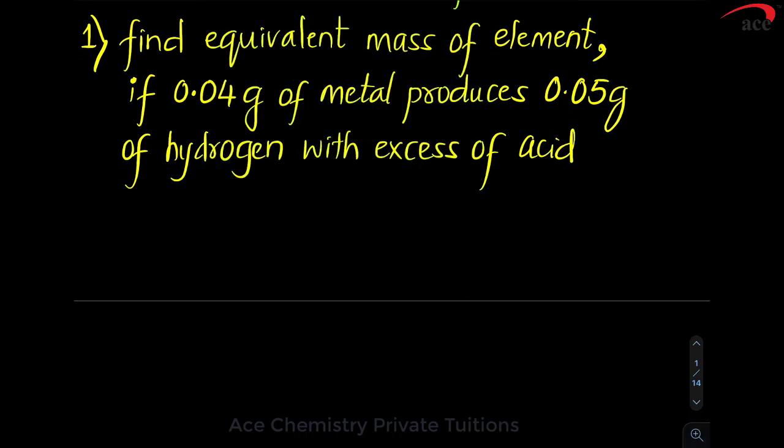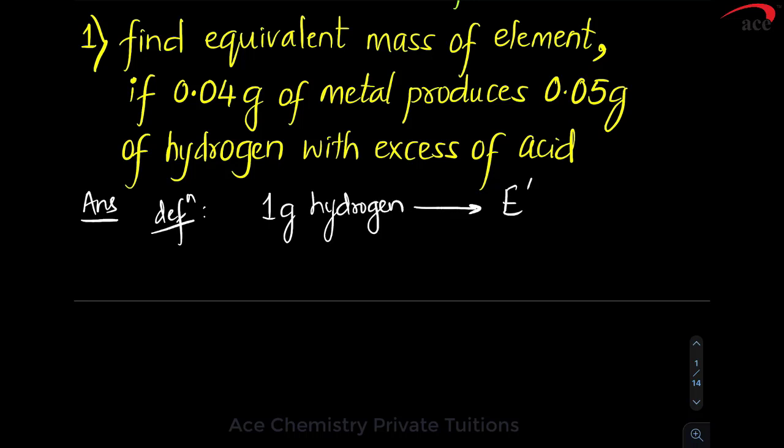So, based on this definition, we have certain numericals like this one. Find equivalent mass of an element if 0.04 gram of metal produces 0.05 gram of hydrogen. How are we going to solve it? For that you should know the definition of equivalent mass. Whatever combines with 1 gram of hydrogen is called the equivalent mass of the substance.